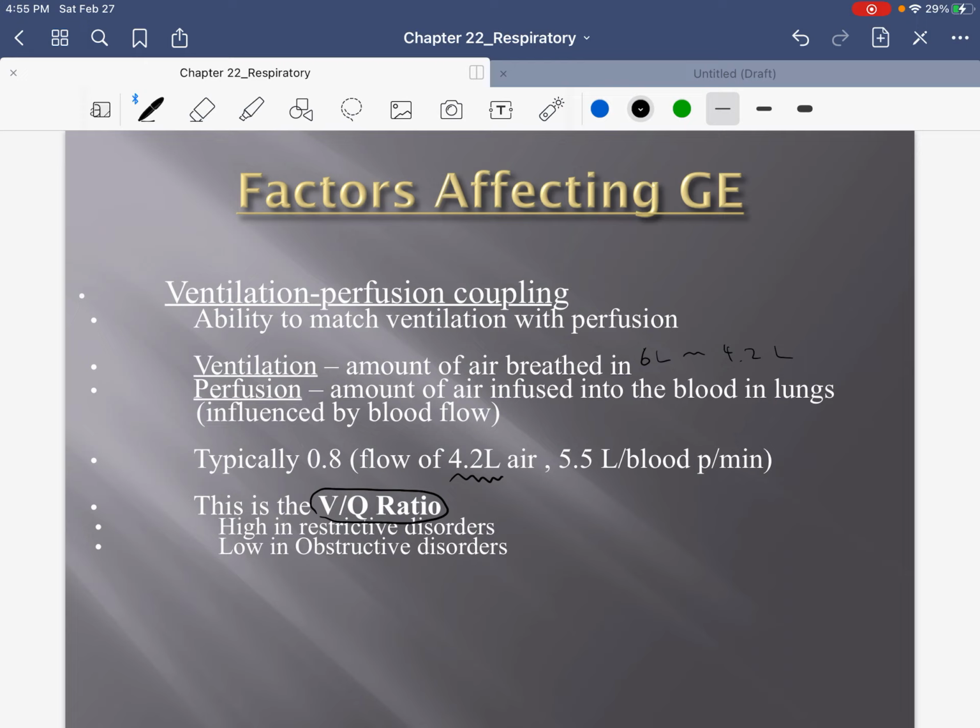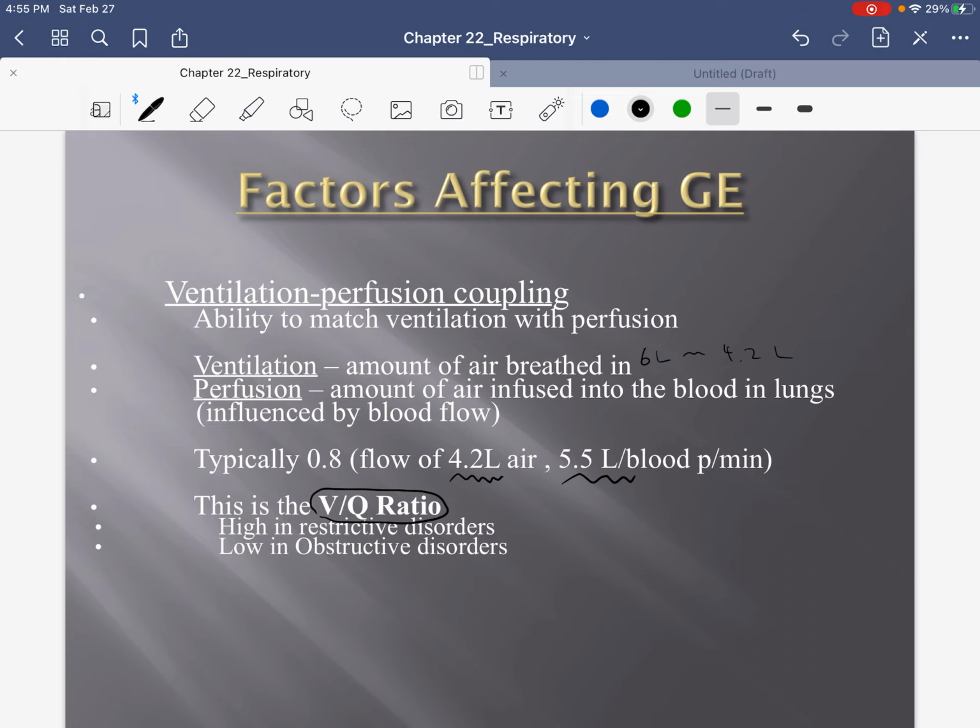But we perfuse it, which really means the amount of gas that is being exchanged, at a higher rate. So that's all I'm saying here. Ventilation is the amount of air that gets to the alveoli. It's alveolar ventilation, really. So for whatever volume of air that gets to the alveoli, we perfuse or exchange it faster.